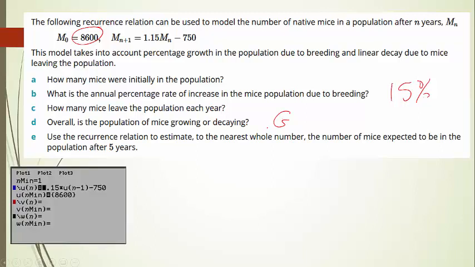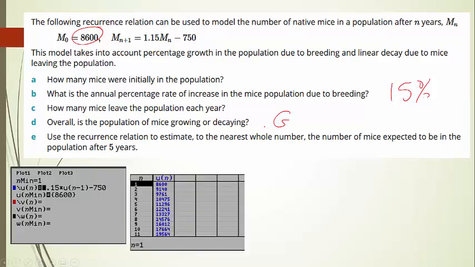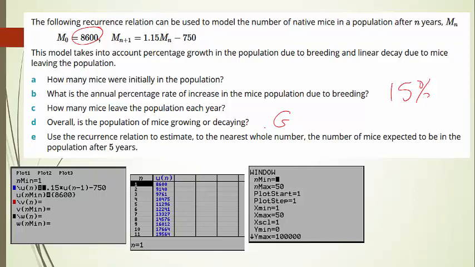So I've done that there. 1.15, it should say, and then minus 750, starting with 8,600. Those numbers are definitely getting bigger, so it's definitely growth. And again I've got n starting at 1, but that's actually the 0. So after 5 years we want number 6, which is 12,241. If you want to graph it, I put in 50 values this time, and I've allowed for up to 100,000 mice. God forbid, obviously no cats around, and that's what the graph would look like if they're allowed to grow unchecked.